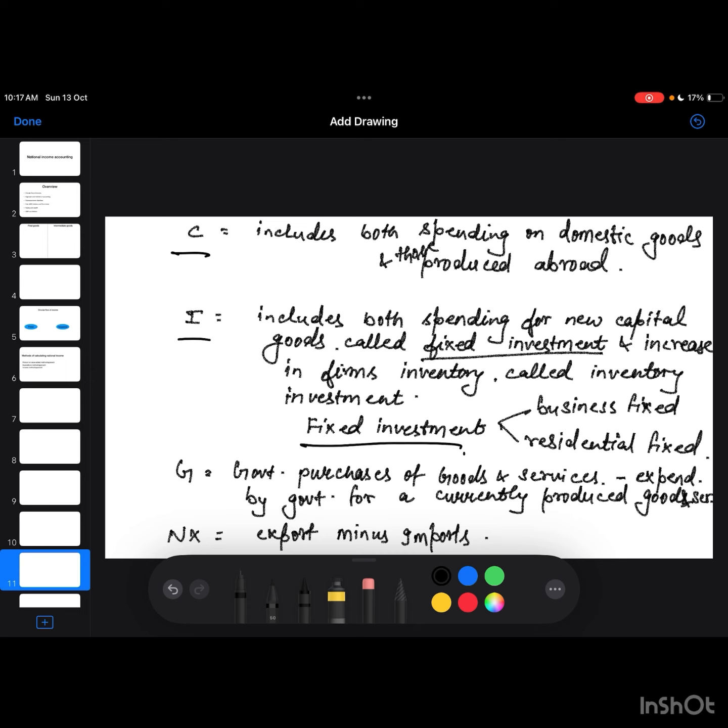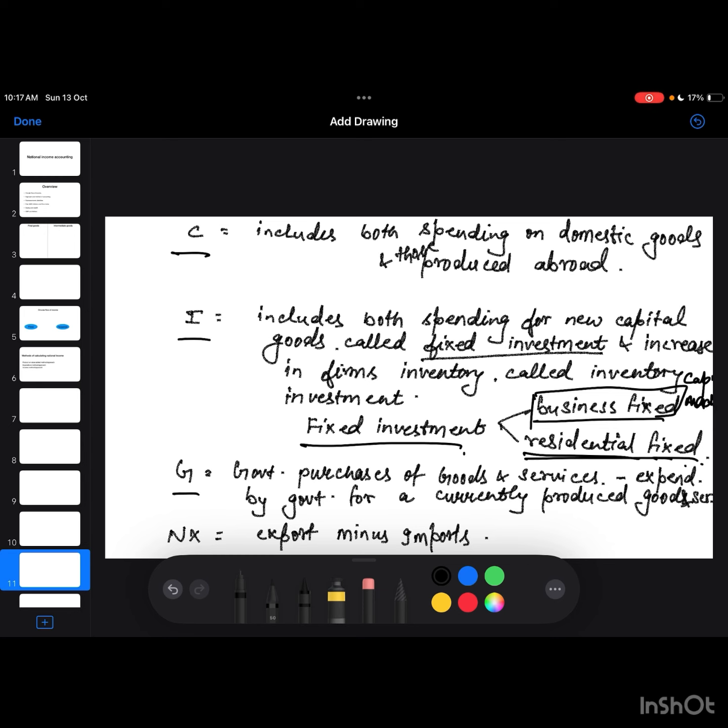Now fixed investment is also of two types. Business fixed is an investment made on its capital, machinery etc. And the residential fixed is for investment done on housing and residential things. This is also called investment.